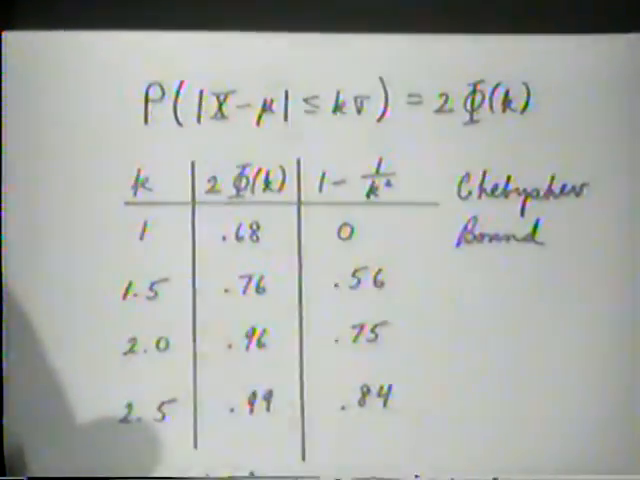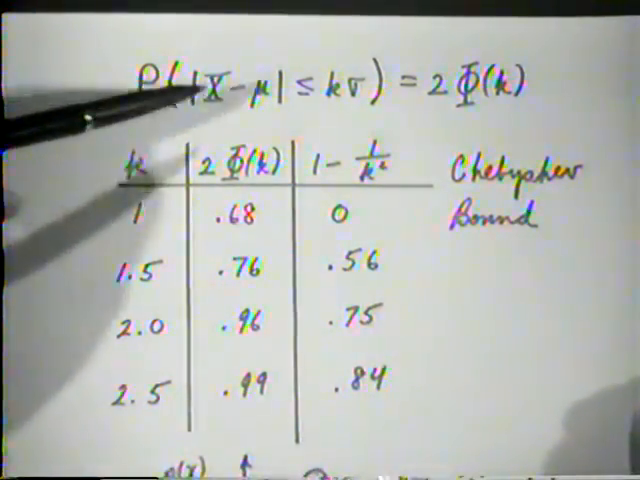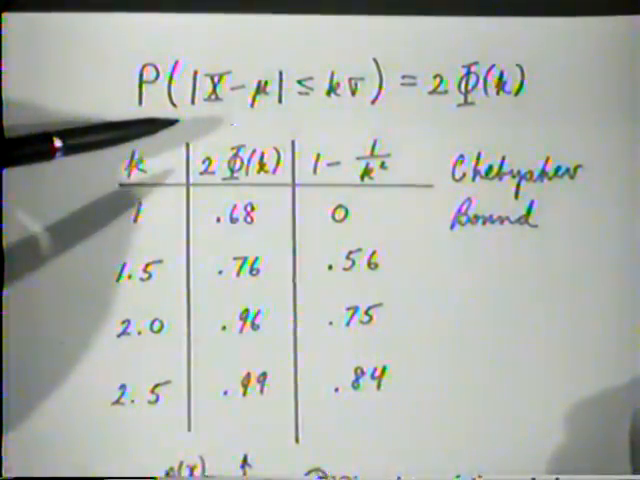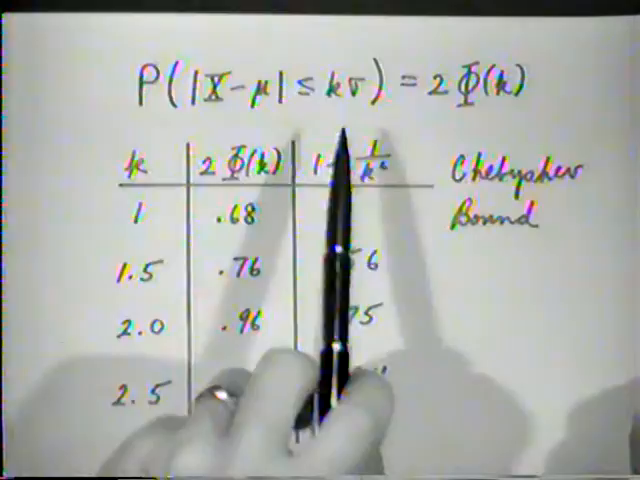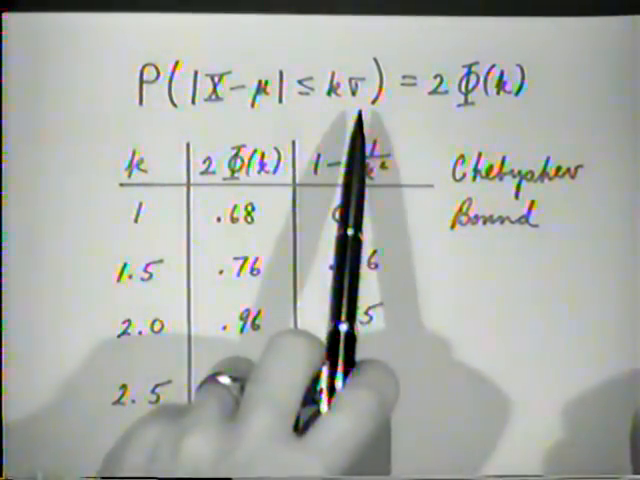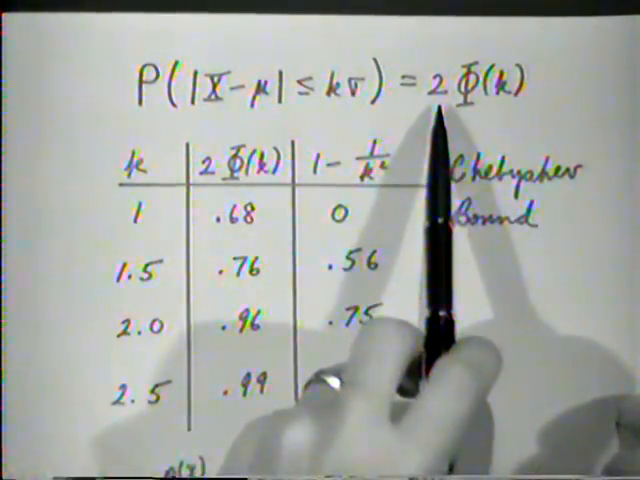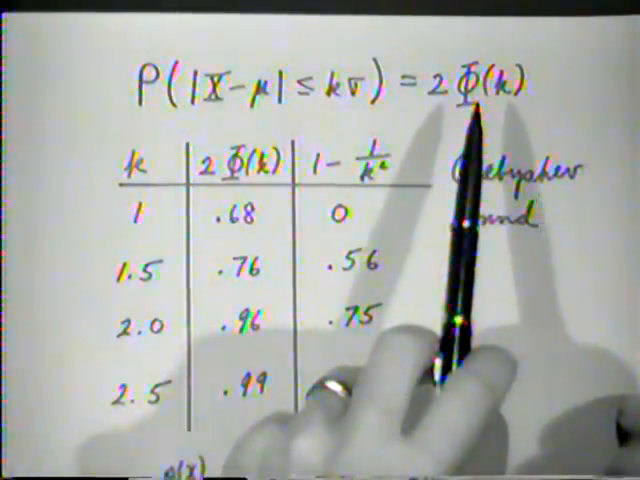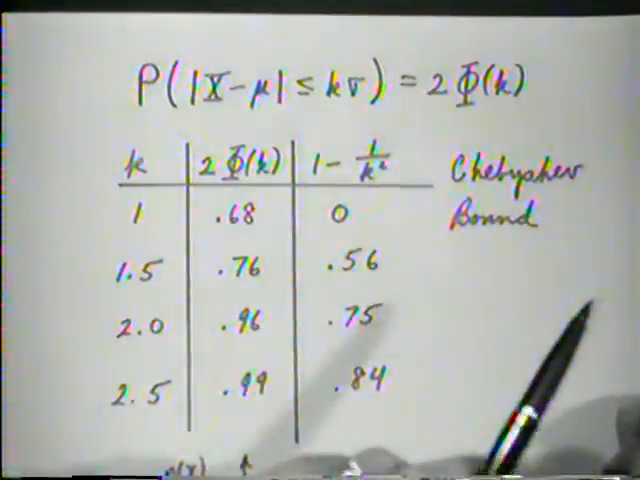In particular, if we double the range, so that we're asking for the probability that the distance from x to mu, that's what these magnitude signs mean, is less than k standard deviations, in the case of a Gaussian density function, that turns out to be exactly twice phi of k. Now, phi of k is evaluated numerically, and therefore it is an approximation, but this equation is exact.